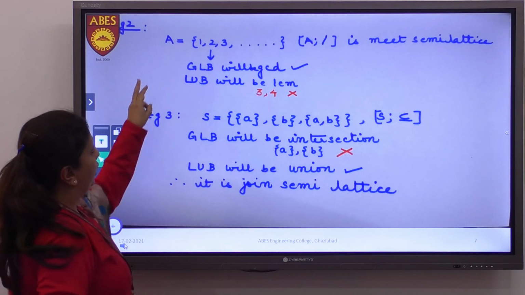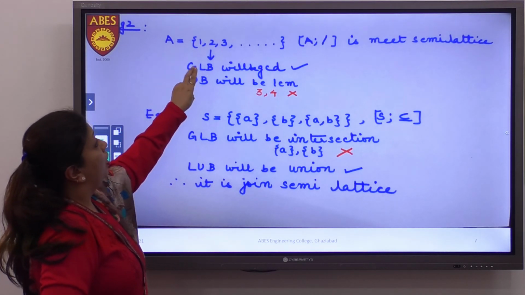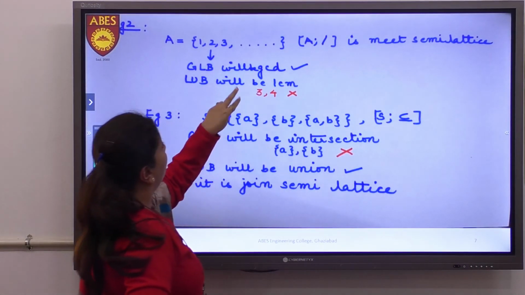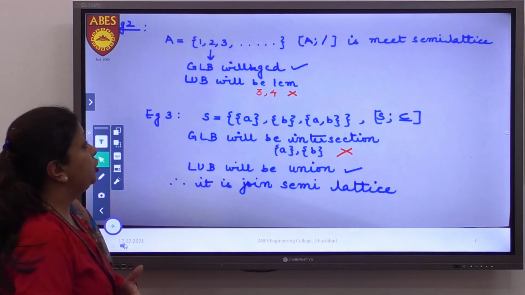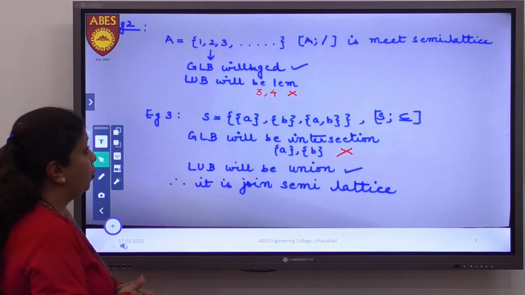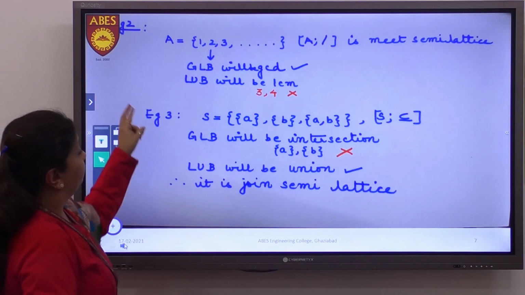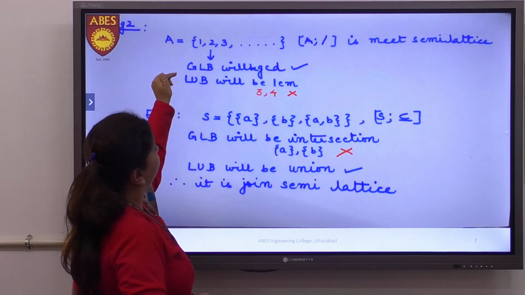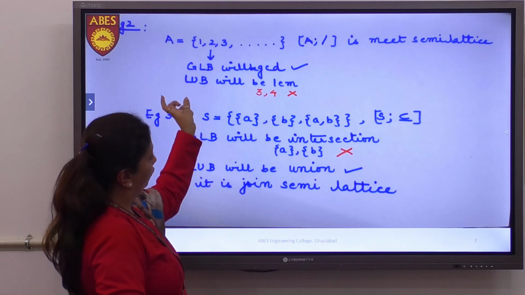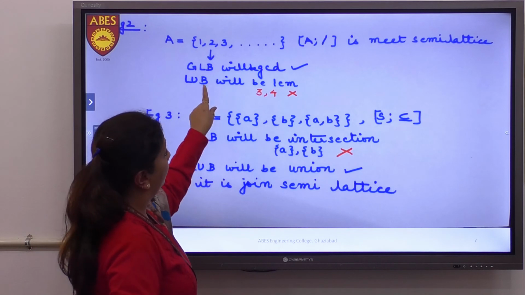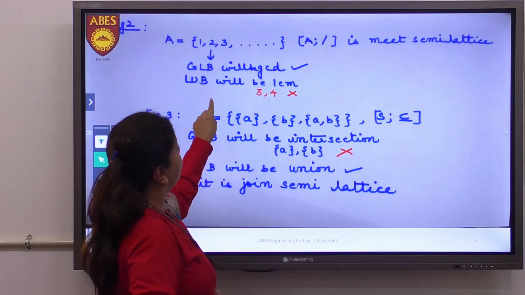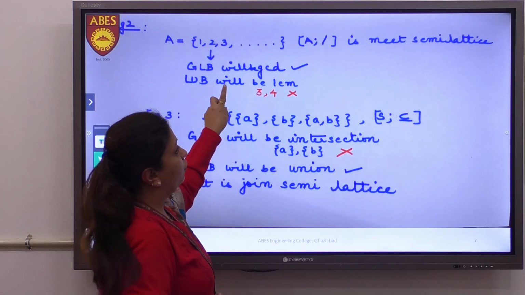Now this example 2 has the elements 1, 2, 3, 4, up to 10, and the relation is divides. Now see, when we are talking about the divides relation, only GLB will exist for each pair of elements. LUB will not exist. Why? You can see the pair 3, 4. For 3, 4 the LUB will be 12 and the set is only till 10. So we can say that there exists only GLB for every pair of elements, so it is a meet semilattice.